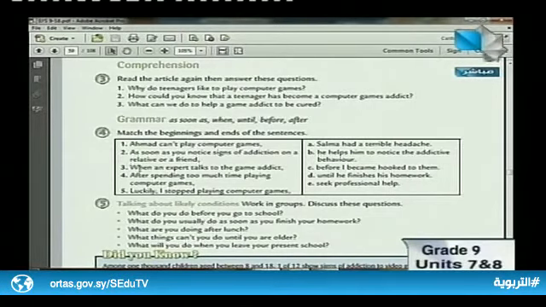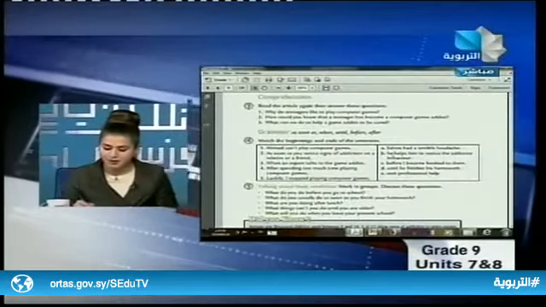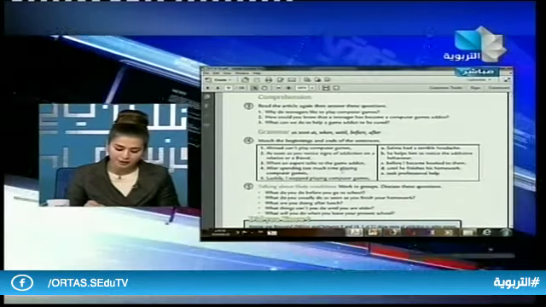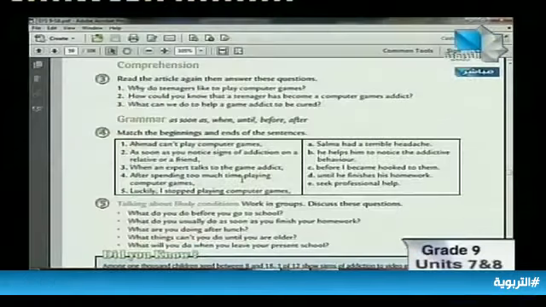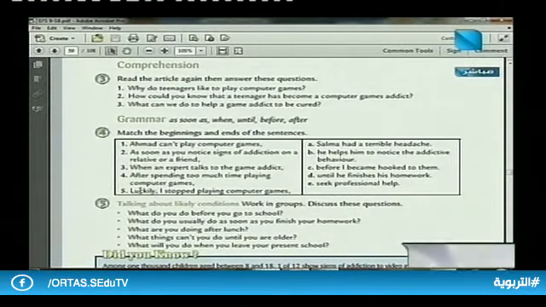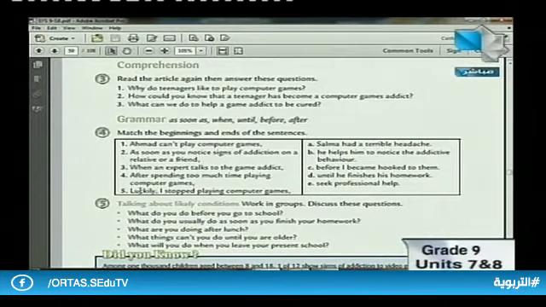Okay, Miss Fidan, it's okay. When an expert talks to the game addict with B, he helps him to notice the addictive behavior. Yes. After spending too much time playing computer games with A, Selma had a terrible headache. And the last one: I stopped playing computer games with C before I became hooked to them. Okay, thank you very much, Miss Fidan.